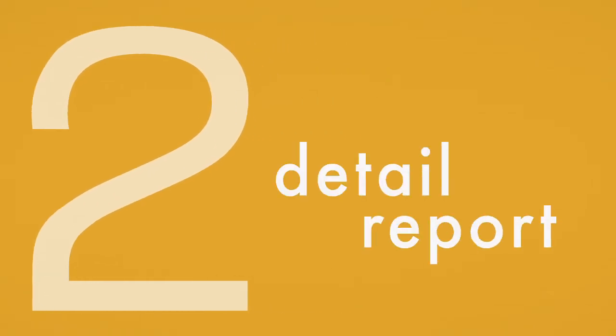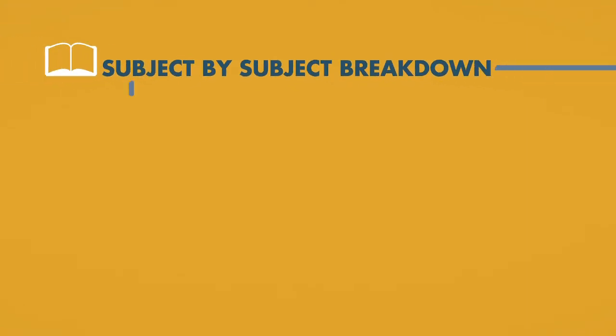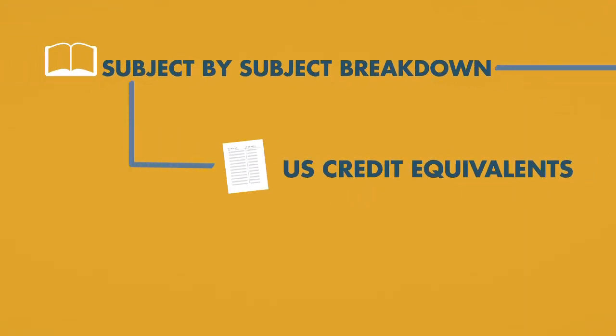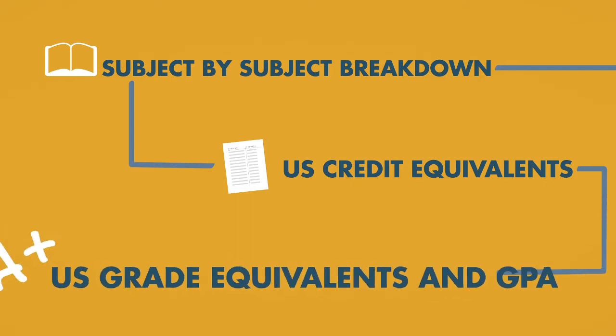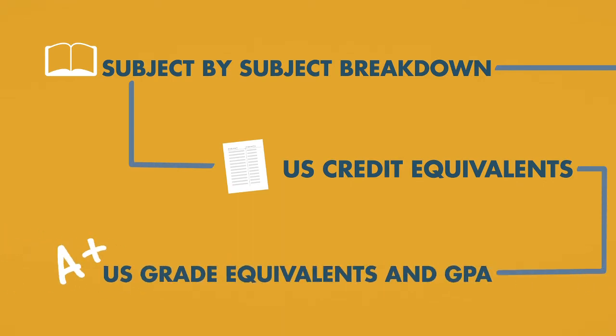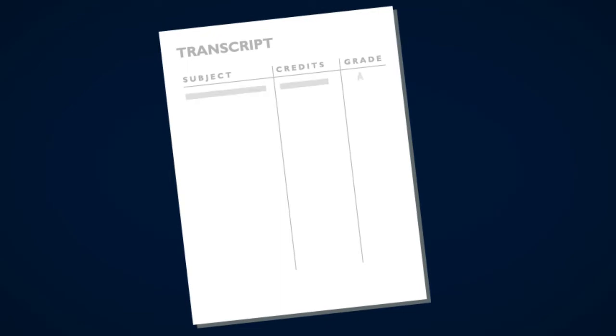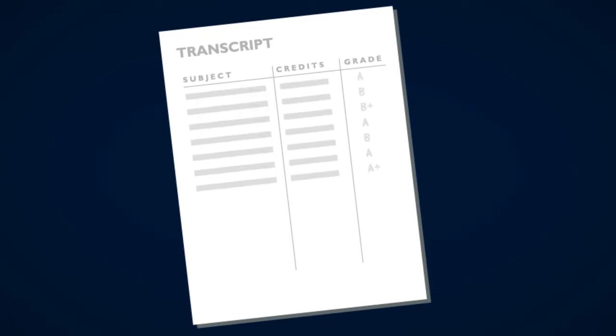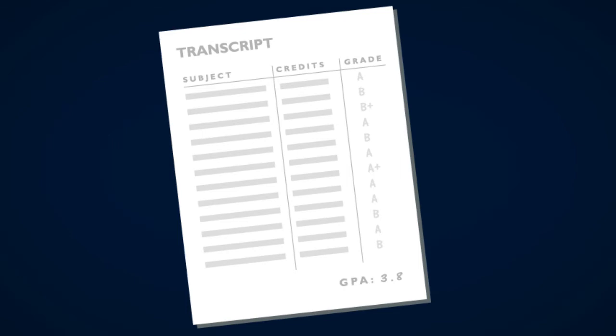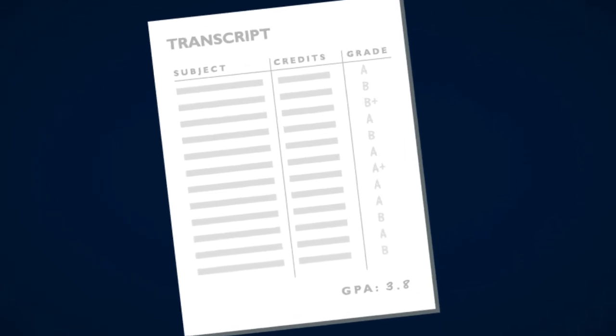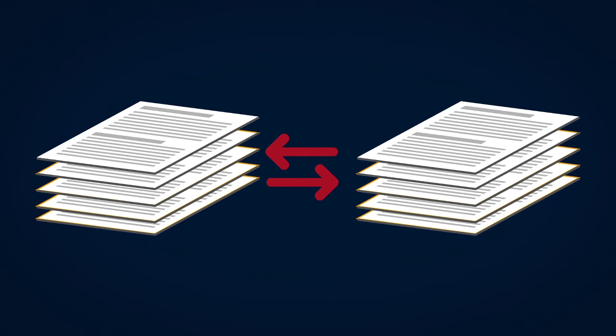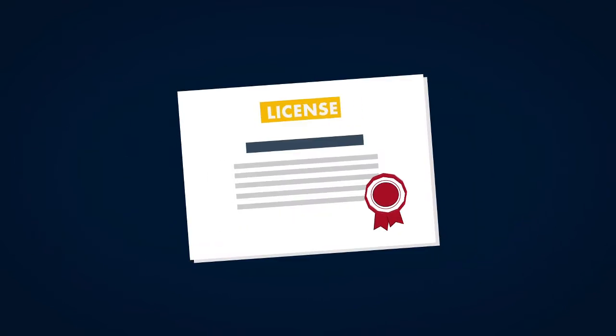IERF also provides a detail report, also referred to as a course-by-course report. In addition to what is found in a general report, the detail report also provides a subject-by-subject breakdown, the US credit equivalence where applicable, and the US grade equivalence and overall GPA where applicable. For this reason, a detail report best resembles information found on a US-style transcript. The detail report is recommended for applications for university admission, transfer credit, and licensure in most professions.